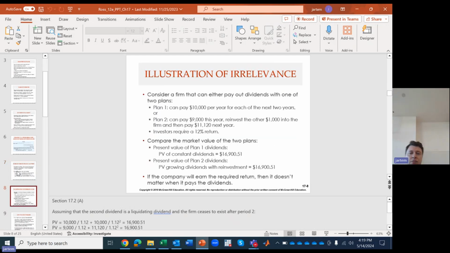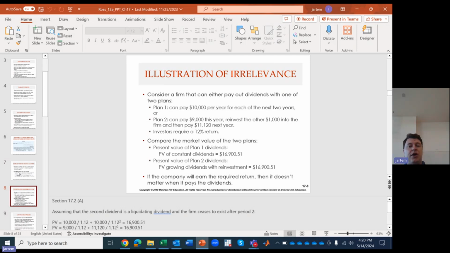Okay, so here's an example where they're going to again argue that it doesn't. Let's say a firm can either pay out dividends with one of these two plans. It can pay $10,000 per year for each of the next 2 years, or it can pay $9,000 this year and reinvest the other $1,000 into the firm and pay $11,120 next year. Investors require a 12% return, which, by the way, is the average return on the S&P 500 index for the data that we have for this course.